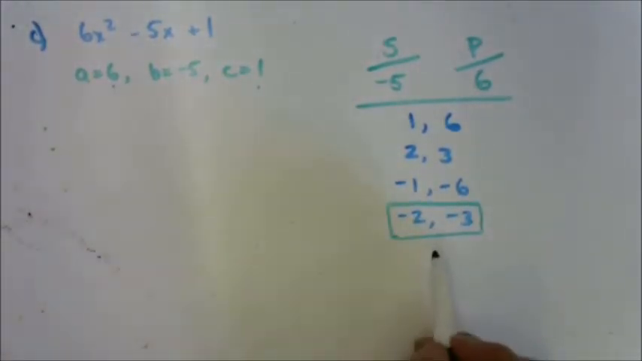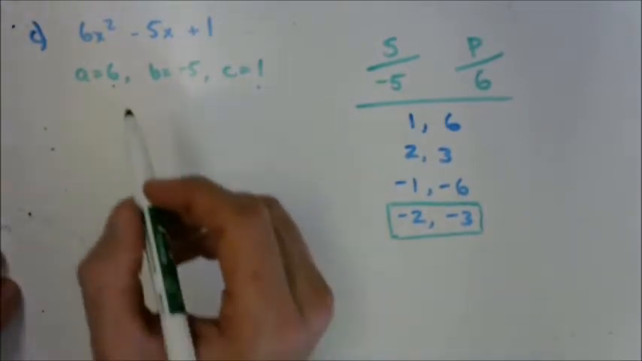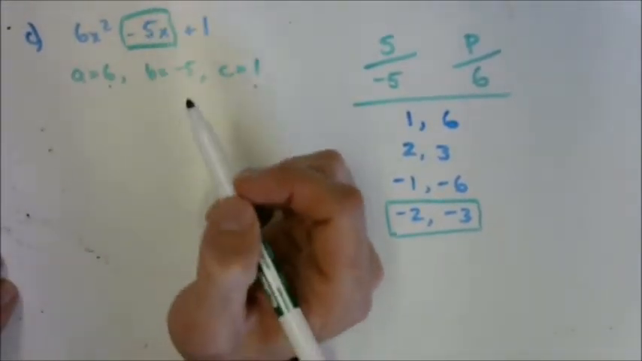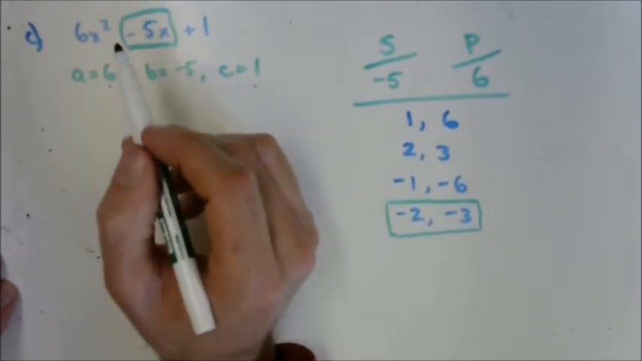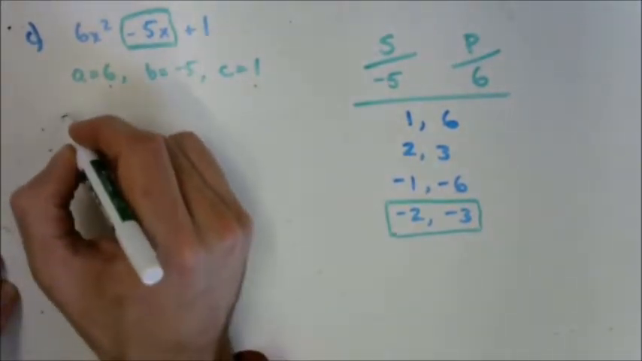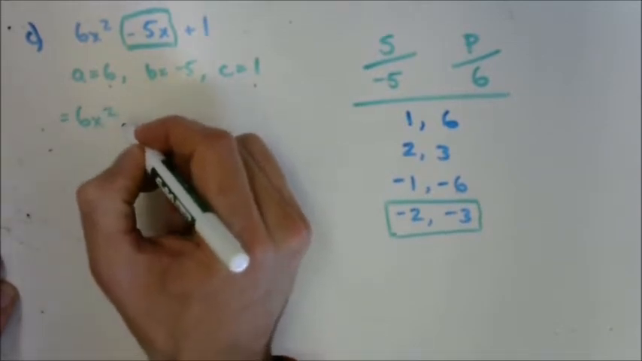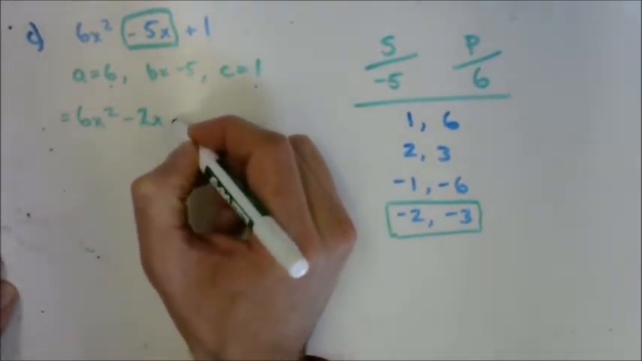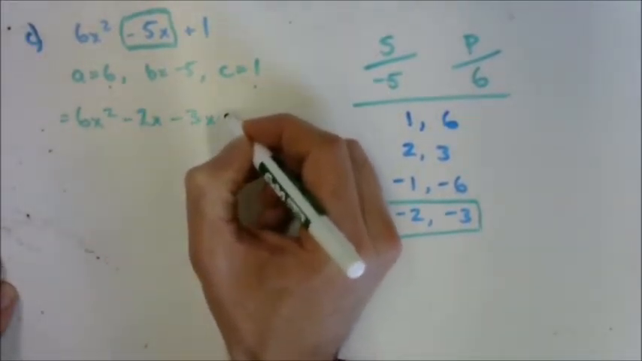Now, does that mean I can just chuck those values into my brackets? No. All they're helping me do is to split this middle term. So now instead of 6x squared minus 5x plus 1, we have 6x squared minus 2x minus 3x plus 1.